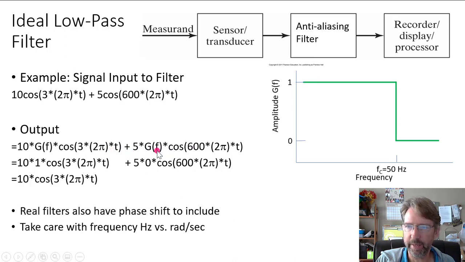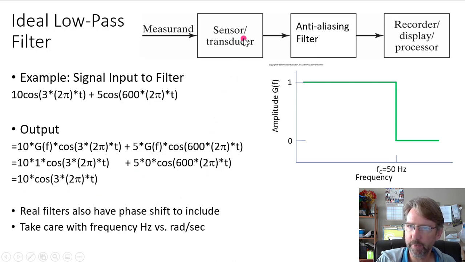This g of f comes from this graph. In this case, if f is below 50 hertz, g is 1. So on our 3 hertz signal, it stays, we've got a 1 here. And for our 600 hertz signal, g of f is 0, so we get a 0 in there. It keeps the low frequency signal and eliminates the high frequency. That's why it's a low pass filter.